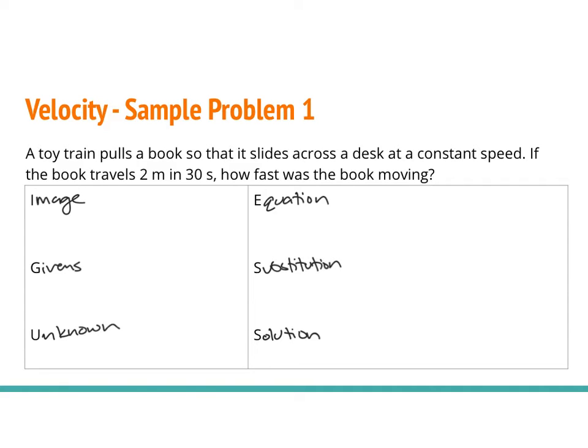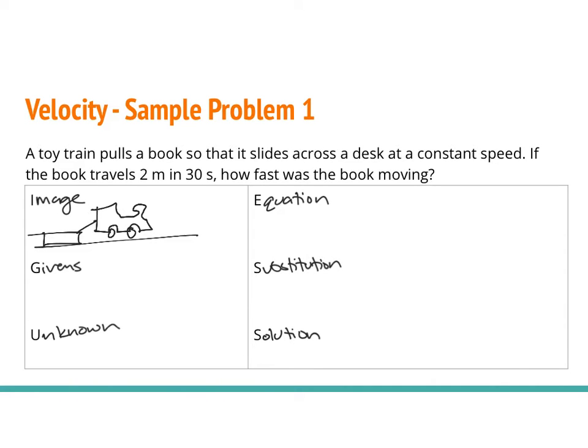The question says, a toy train pulls a book so that it slides across a desk at a constant speed. If the book travels 2 meters in 30 seconds, how fast was the book moving? We're going to draw a picture with image, because image is a picture. This is going to be my book, and it's going to be pulled by a toy train. I'm going to have a really bad toy train. It's not actually that bad, but it's not great. So this is a train pulling a book on the desk. We're going to pretend that the train is not levitating. So that's what we do in image, we draw a picture of what's happening.